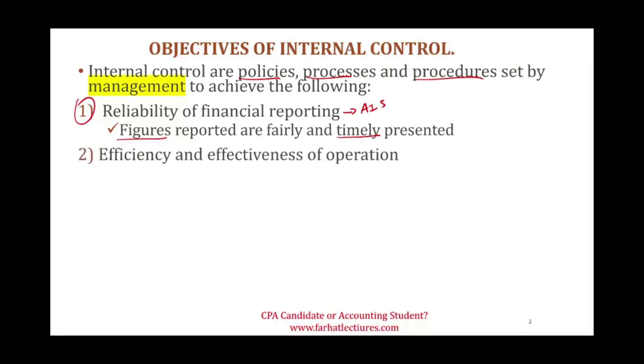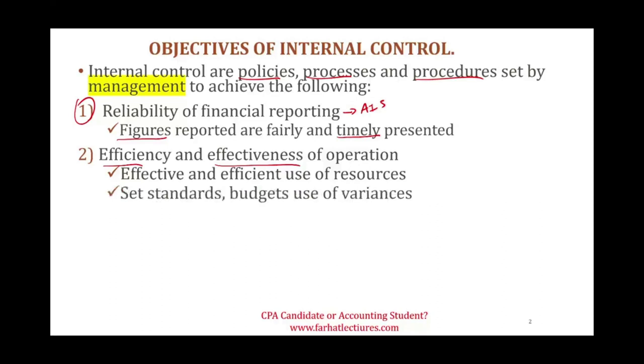Number 2, efficiency and effectiveness of operations. Simply put, we have assets, we have resources, and we're going to utilize those resources in the most efficient and effective manner. What does that mean? It means operating at the lowest cost while achieving the same objective. We reduce cost to the minimum as long as we are achieving our business objective. So we don't want to have any wasteful assets. Now, how do we do so? We set standards, we set budgets, and we use variances to follow up. This is how we can have efficient and effective operations.